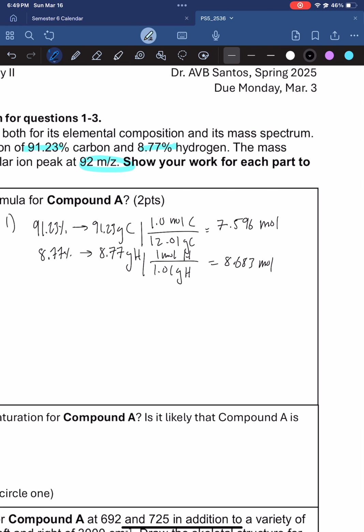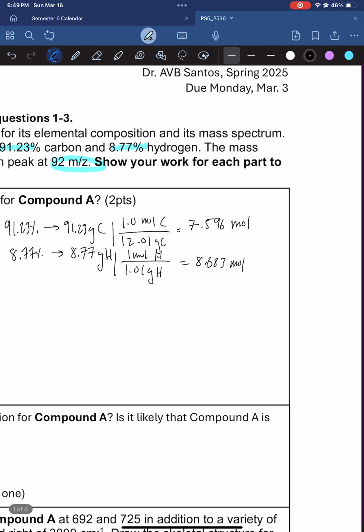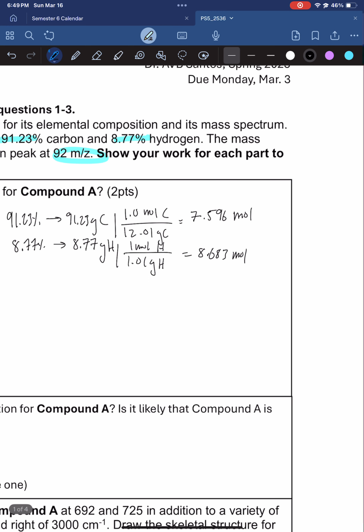The next part of the jingle: percent to mass, mass to moles, divide by small. For the divide by small portion, we take these two moles and divide by the smallest one, which in this case is 7.596. That's going to give us 1 mole of carbon and 1.143 moles of hydrogen. So we have percent to mass, mass to moles, divide by small, and the last step is multiply till whole.